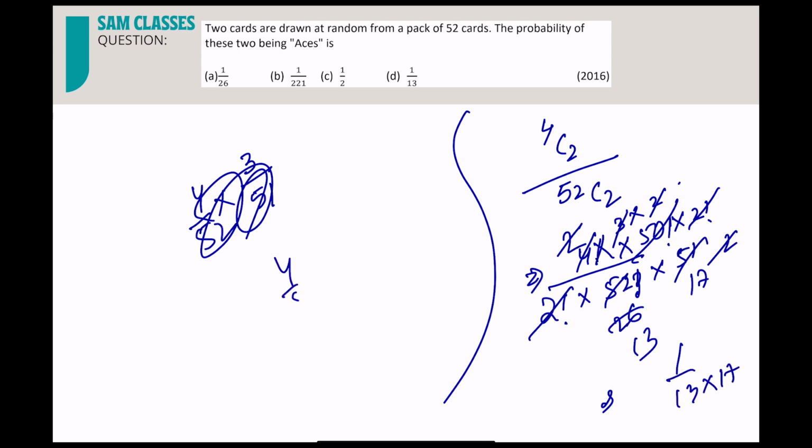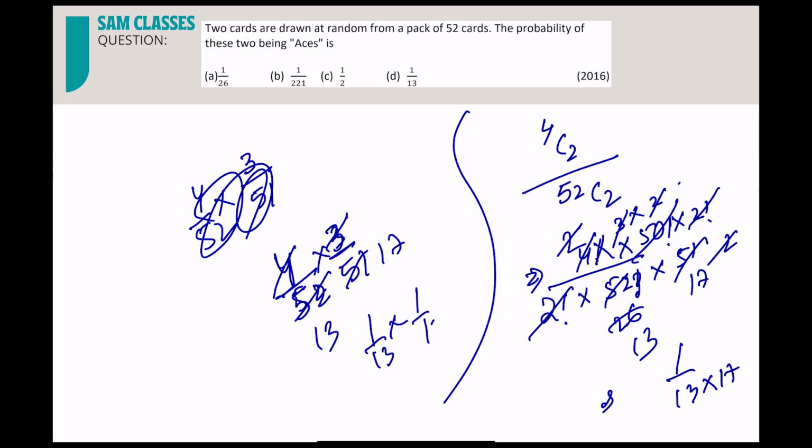So this 2 is gone. So we can get by this also 1 by 13, 17. We could have done by this also: 4 by 52 into 3 by 51. For the first card, it is 4 of 52. And for the second card, since you've already picked up an ace, it will be 3 of 1 less card, 51. So 3 17s are 51, 4 13s are 52. So 1 by 13 into 1 by 17, that's it. So 1 by 221. Okay. Let's see the next one.